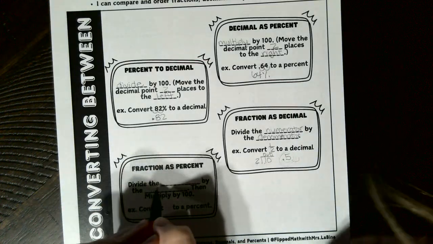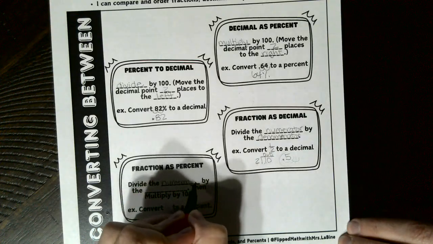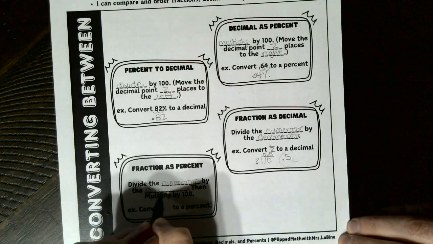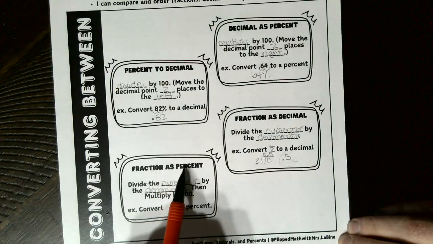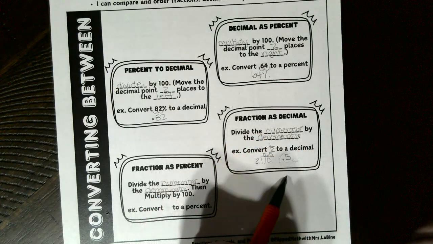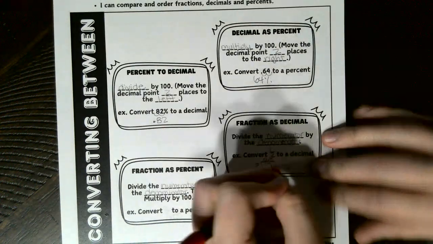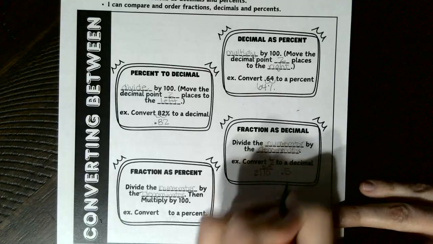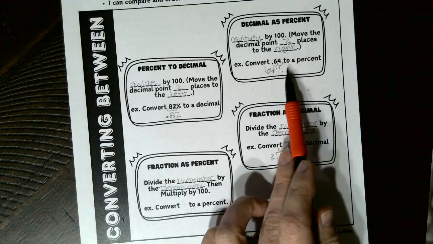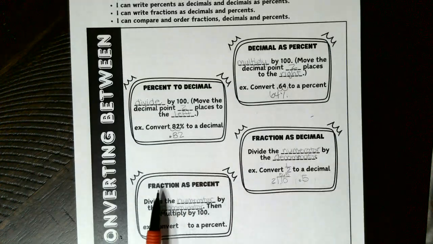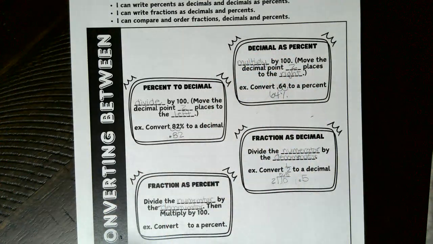So fraction as a percent, you're still going to divide the numerator by the denominator. So if I'm trying to figure out a fraction to a percent, I'm still going to have to do this step. I'm not going to be able to skip the step of doing the division to figure out what the decimal is. I'm still going to have to figure out what's the decimal. Once I figure out the decimal, then I'm going to multiply by 100. Okay, so to find a fraction as a percent, you actually have to do this step, then you do this step, and that's how you solve for this.